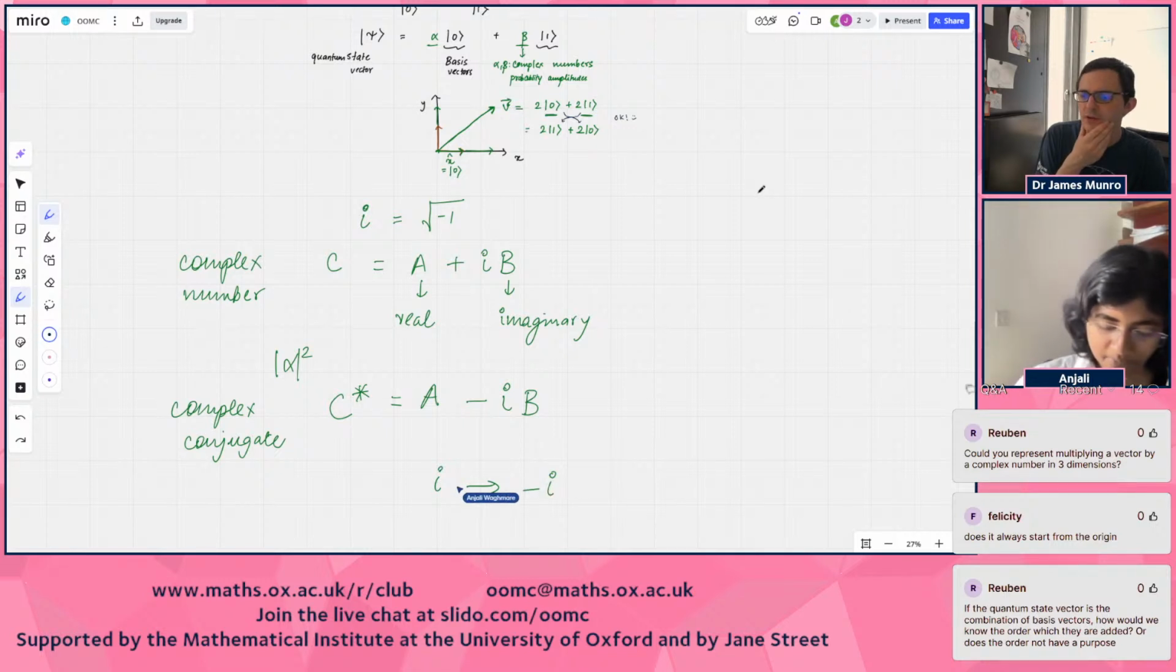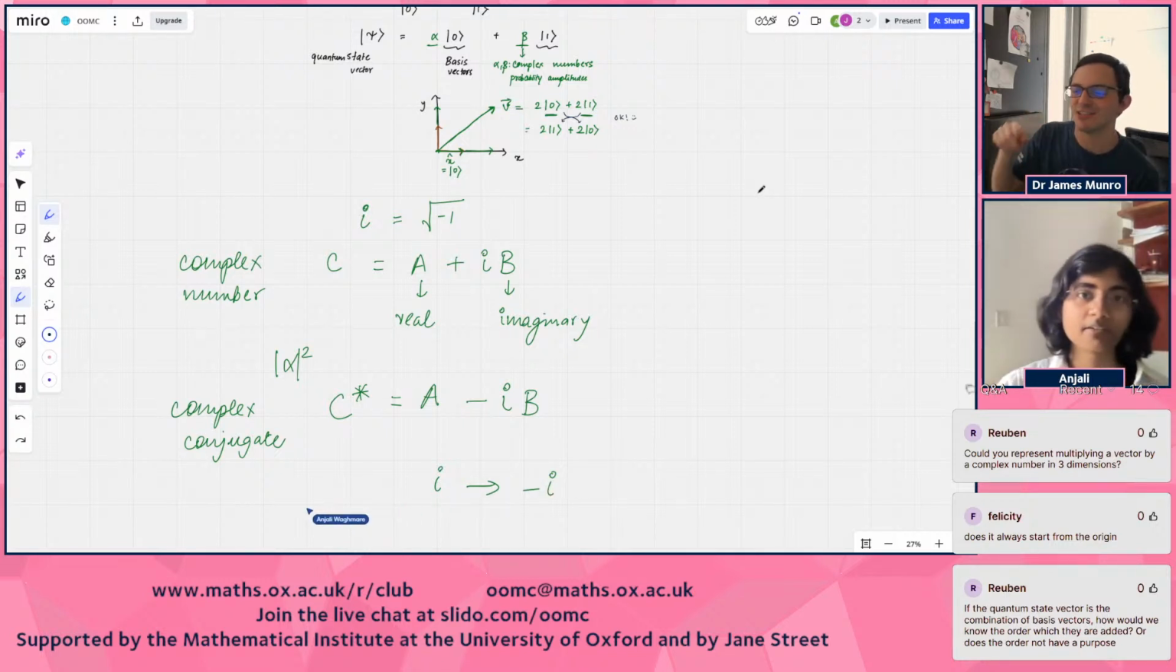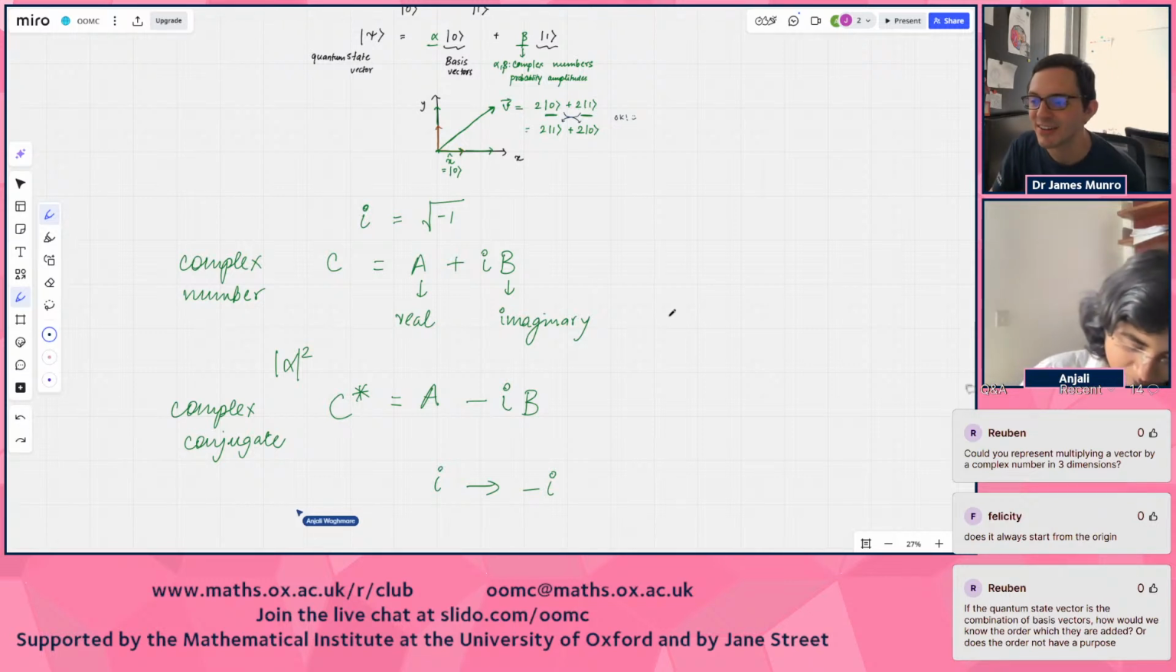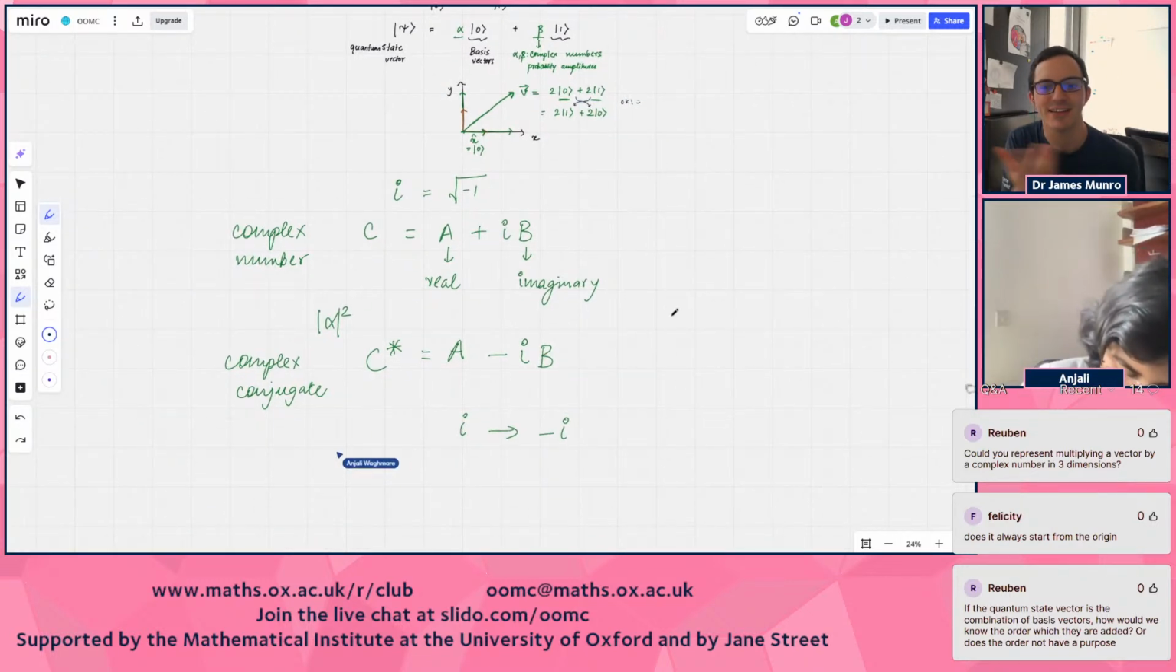Sure. I see. You're trying to define the square of the modulus. Okay, yes, sorry. Yeah, carry on. Okay, this is good. Okay, go.